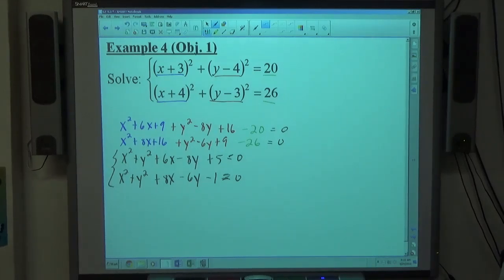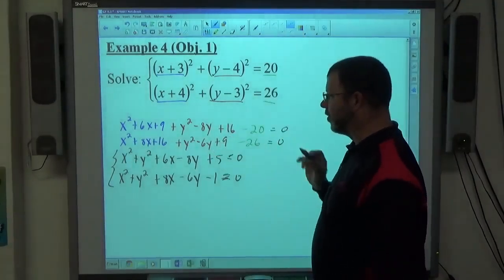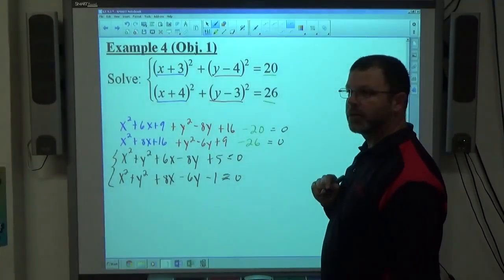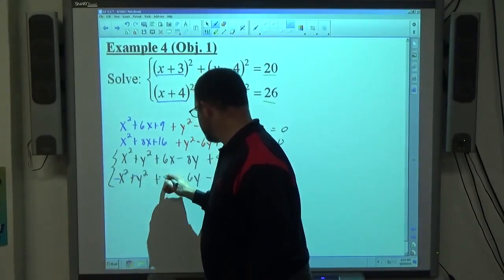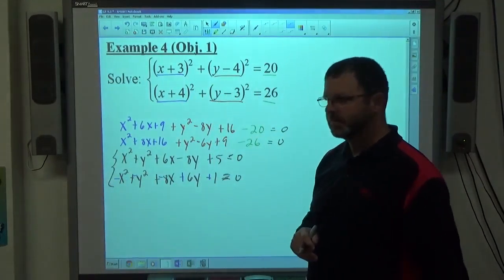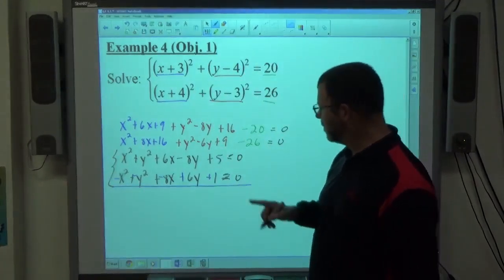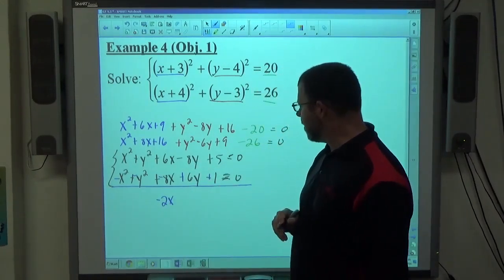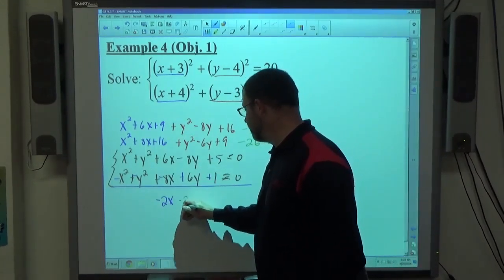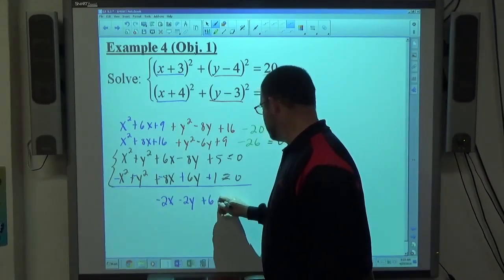The next thing I'm going to want to do is change all the signs in one of the equations in order to get rid of the squared stuff. I'm going to go minus, minus, minus, plus, plus. Add them up, see what happens. So 6x minus 8x is negative 2x. Negative 8y minus 6y is negative 2y. And 5 plus 1 is plus 6 equals 0.